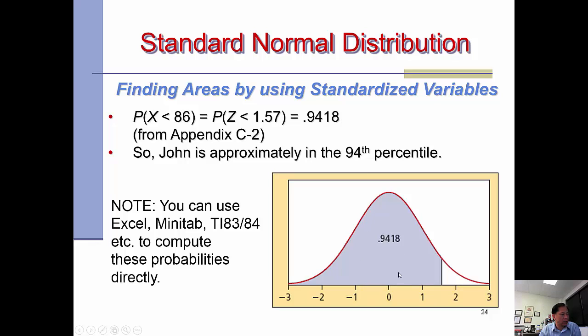In other words, this shaded gray area is 0.9418, or 94%. In other words, John is approximately at the 94th percentile. He scored higher than 94% of the students in his class. And of course, there are about 6% of students that scored higher than John. Okay.